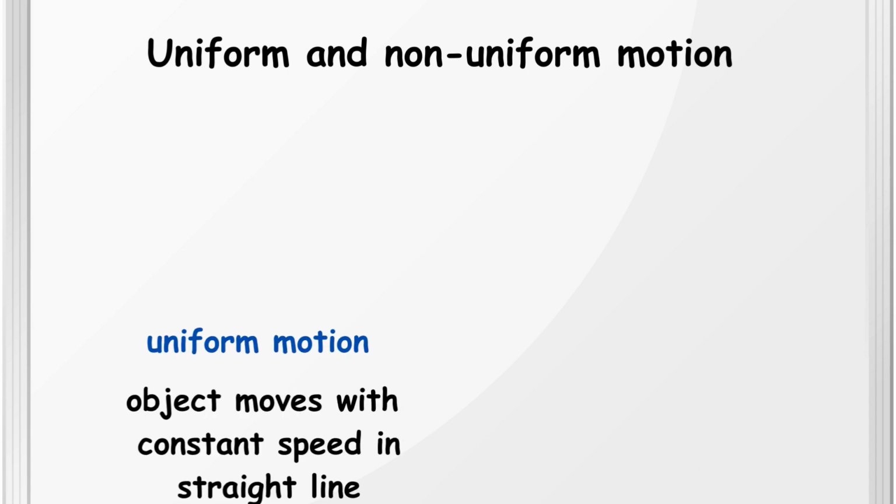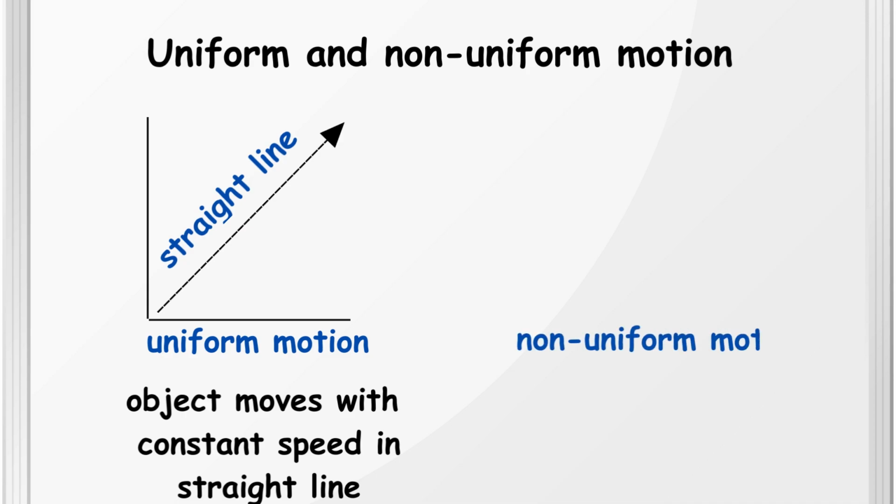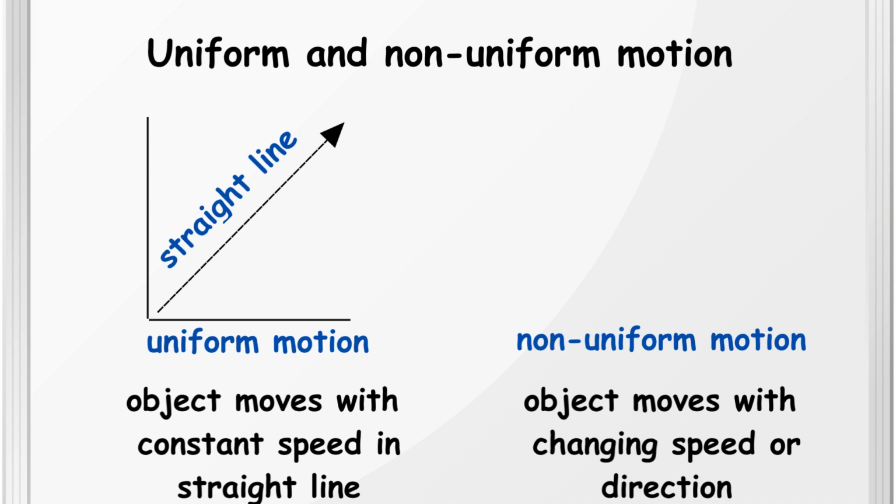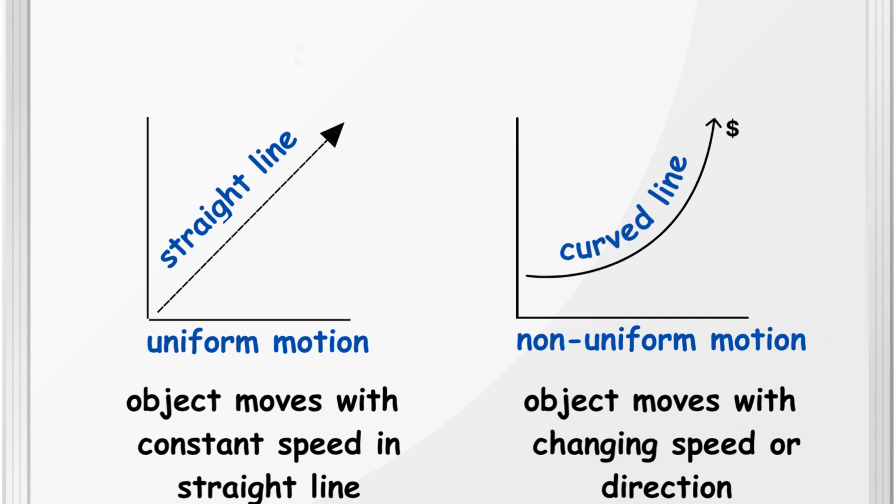Uniform and non-uniform motion. Uniform motion is when an object moves with a constant speed in a straight line. The distance-time graph for uniform motion is a straight line. Non-uniform motion is when an object moves with a changing speed or direction. The distance-time graph for non-uniform motion is a curved line.